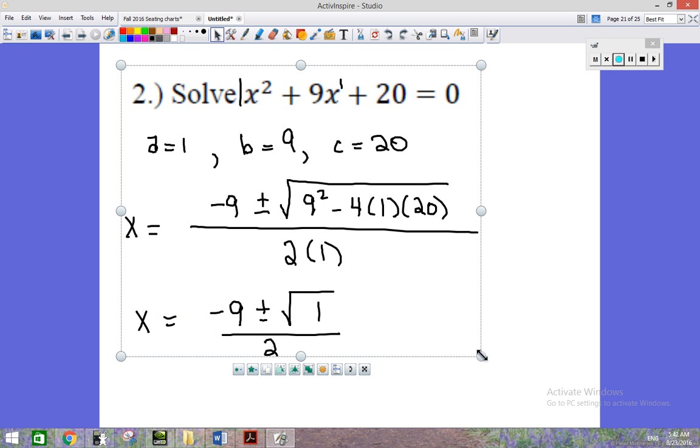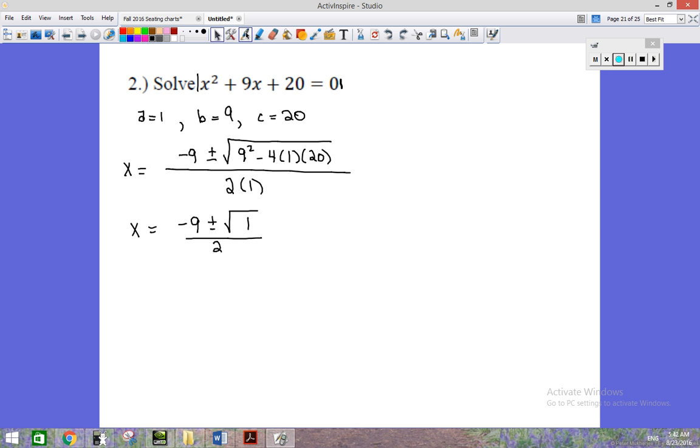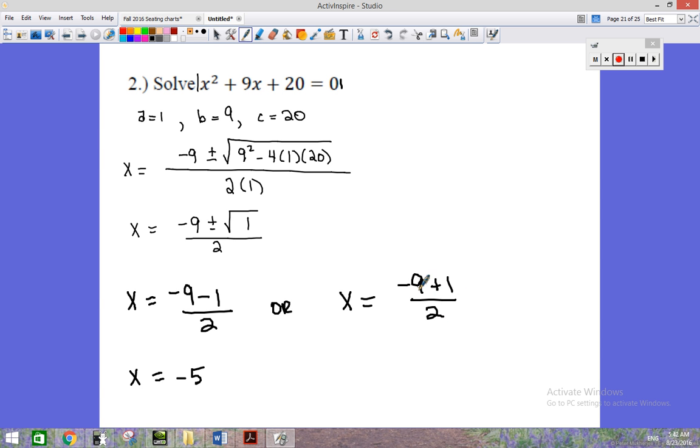So this splits into 2 equations. In one equation, we have negative 9 minus 1 divided by 2. And that numerator is negative 10, and negative 10 divided by a positive 2 is negative 5. Or we have negative 9 plus 1. Negative 9 plus 1 is negative 8, and negative 8 divided by 2 is negative 4.